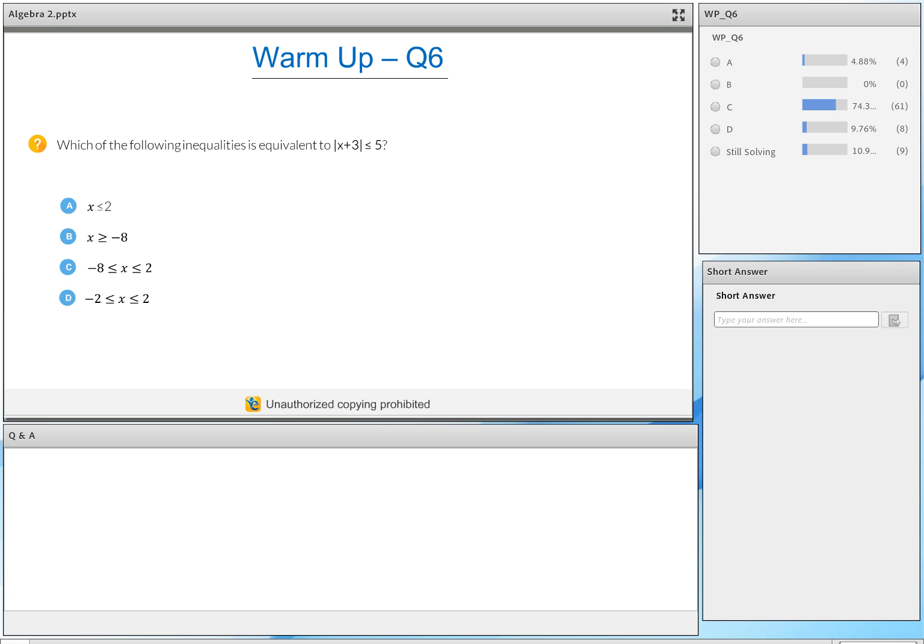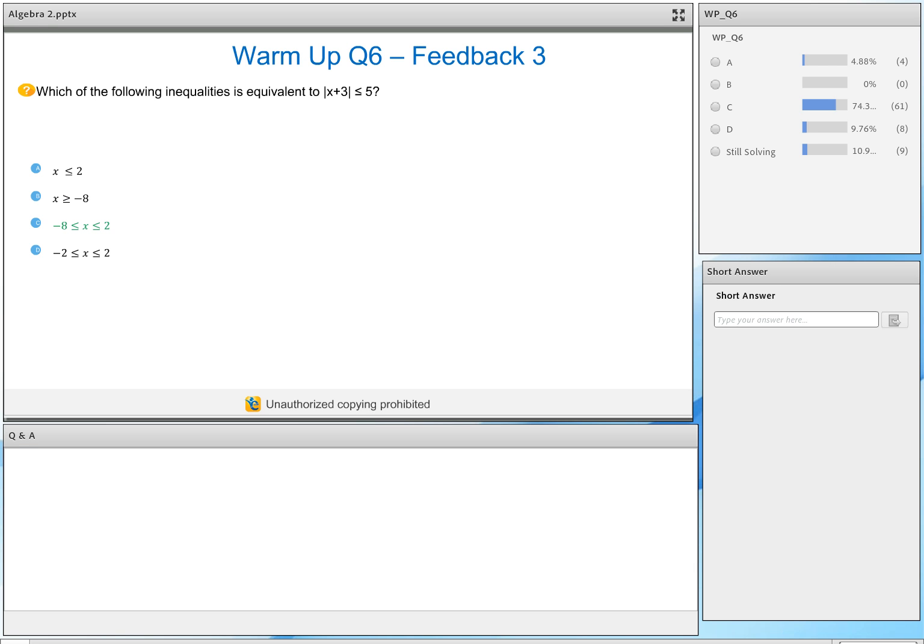Okay, the correct answer here is choice C, and it's basically absolute value inequalities, right? So for those of you who got this question correct, I would say you know how to solve absolute value inequalities. For those of you who were either not able to solve it or did not select choice C, my feedback to you is that you need to learn how to solve absolute value inequalities.